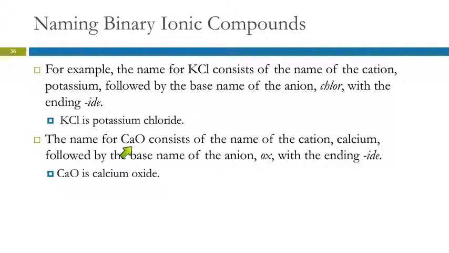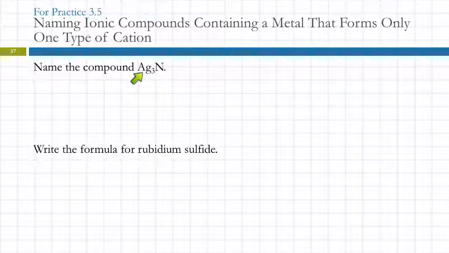CaO, we've got calcium and we've got oxygen. Calcium is in group 2, doesn't need a Roman numeral because it's always a +2 ion. Oxygen, when she becomes part of this compound, when she becomes an ion, changes the ending of her name to "ide", oxide. So CaO is calcium oxide. Any questions? Okay, let's name this Ag3N.